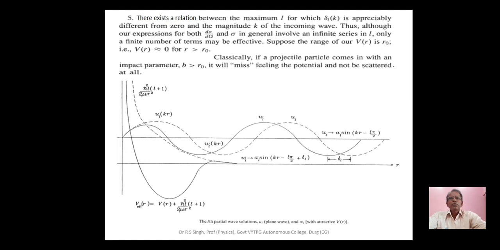The diagram shows the effective potential V effective, the centrifugal potential, and the wave functions omega_l(kr) lagging behind u_l(kr) in phase by delta_l. Omega_l has been shown by the dotted line curve and u_l by the solid line curve. Omega_l and u_l have equal amplitudes.